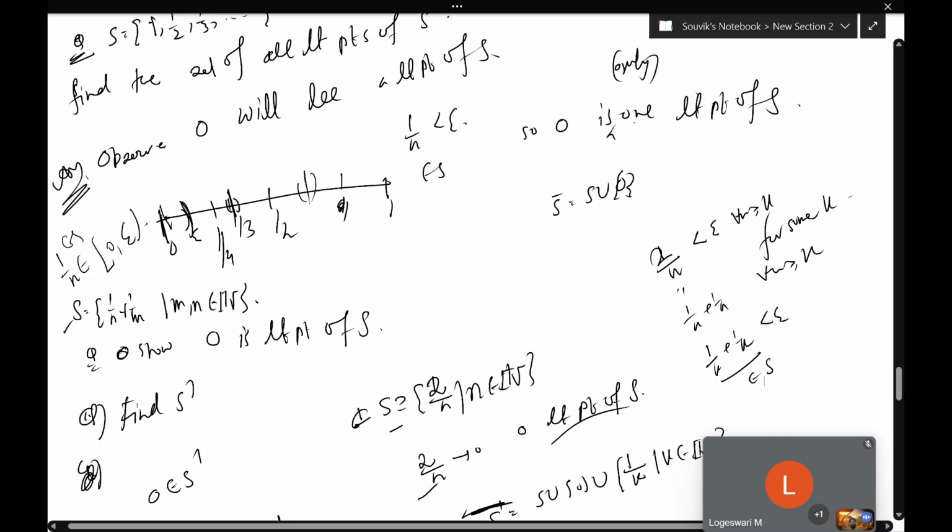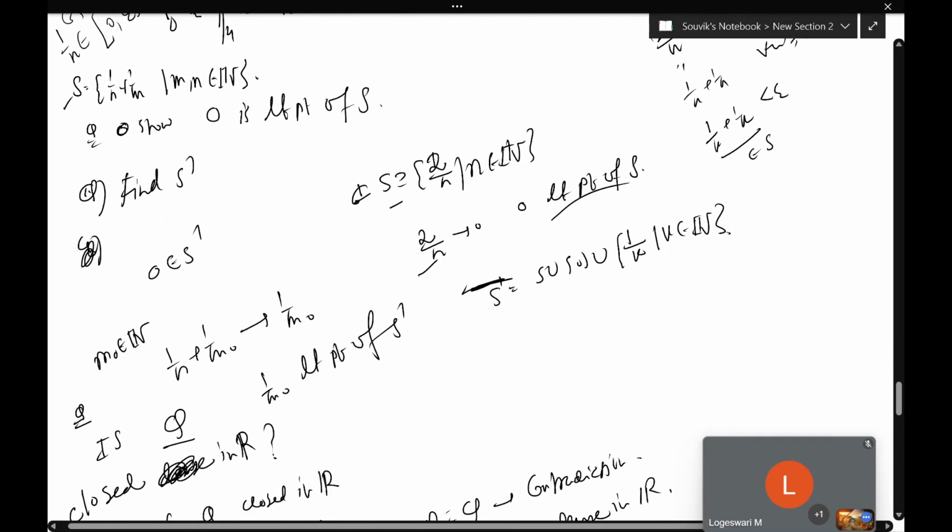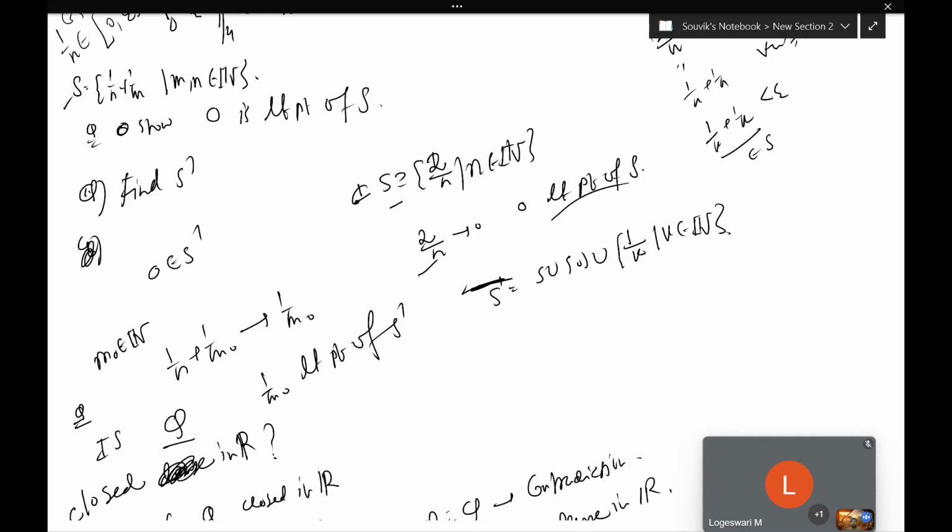What are the other limit points? Fix an m naught. Now consider the sequence 1/n + 1/m naught. This sequence goes to 1/m naught, so 1/m naught is a limit point of S. So that's why S' is equal to {0} union the set {1/k : k belongs to the natural numbers}.